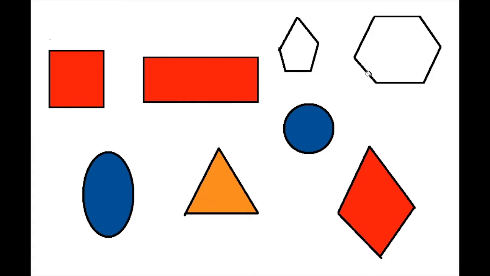Let's count them. 1, 2, 3, 4, 5, 6. Nope, not that one. 1, 2, 3, 4, 5. Yeah, the pentagon has 5 sides. We know that this shape has 6 sides. Do you remember the name of that shape? It's called a hexagon. A hexagon has 6 sides.